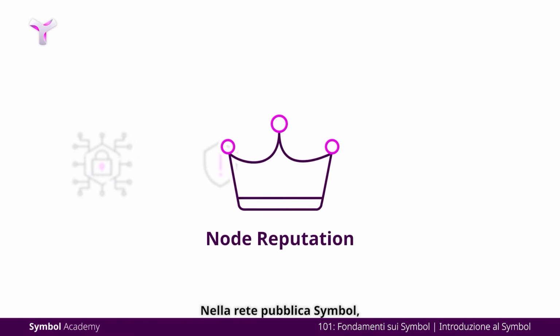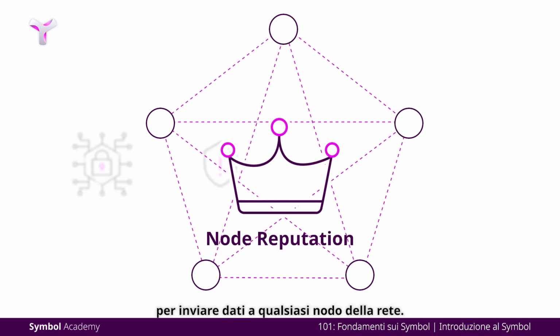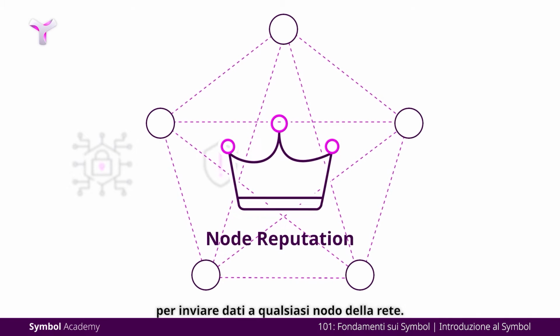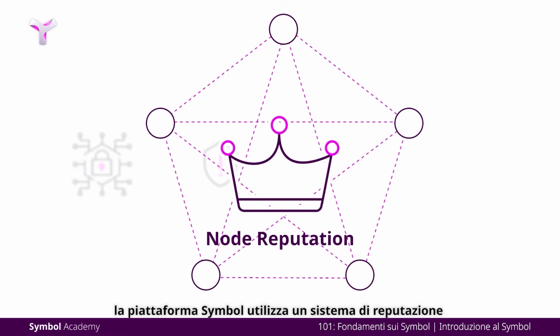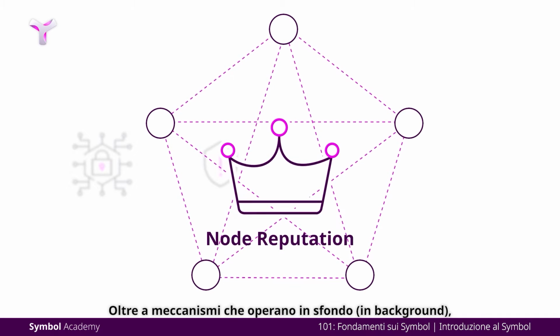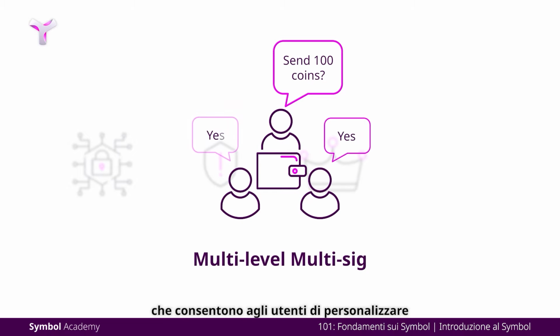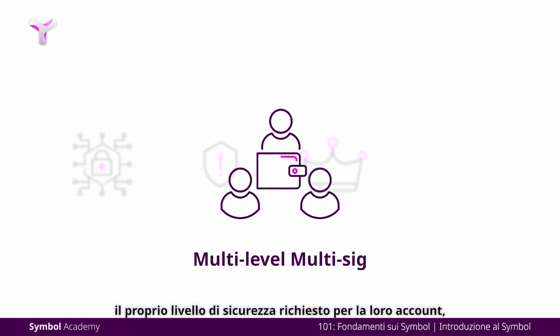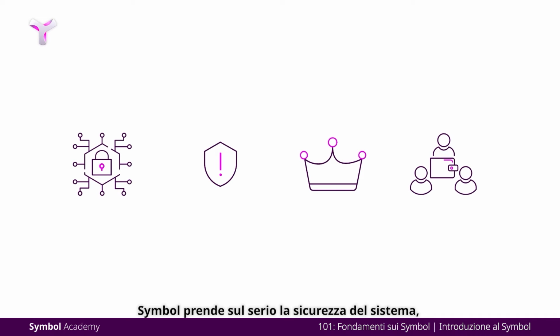In a public network, like Symbol, anyone can participate to be a node to query from and send data to any node in the network. In order to ensure the quality of the communication, Symbol applies a node reputation system to keep every participating node accountable. Other than the mechanisms that are running in the background, features like multi-level multi-sig give the control to the user, where they can decide the level of security needed for their accounts by adding multiple guardians. Symbol takes security of the system very seriously, without compromising the user's experience.